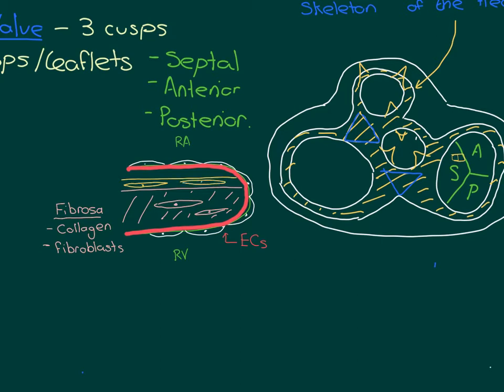But now the fibres that they're secreting, the connective tissue fibres that they've produced and which make up this layer that I'm colouring in yellow here, are different. So this is called the spongiosa, and it's going to consist of connective tissue fibres called glycosaminoglycans.